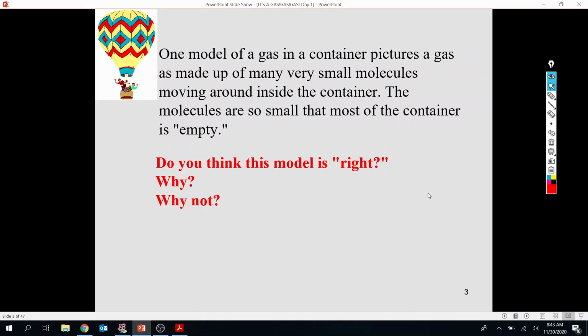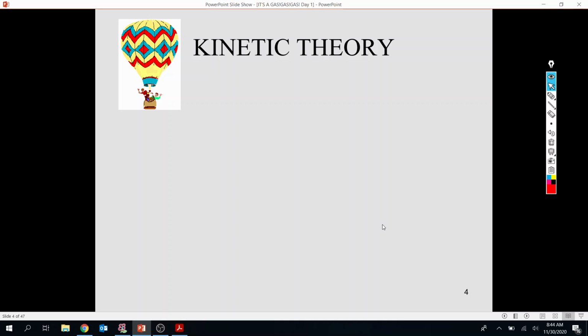Okay, and that may be new for you guys in terms of how you're visualizing a gas. And that may seem odd. However, that is the current best understanding of the way the universe actually works. And that comes into something called kinetic theory. Remember that kinetic means moving or motion. And so this talks about the kinetic theory or the molecular kinetic theory of gases.